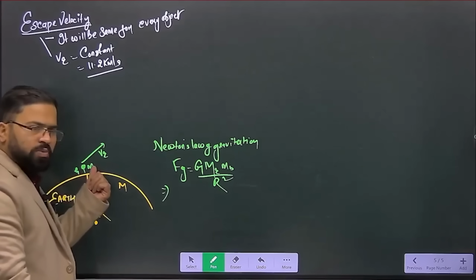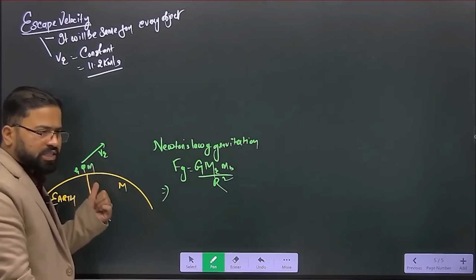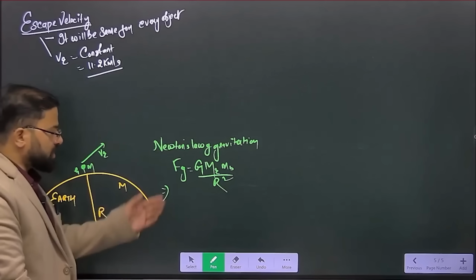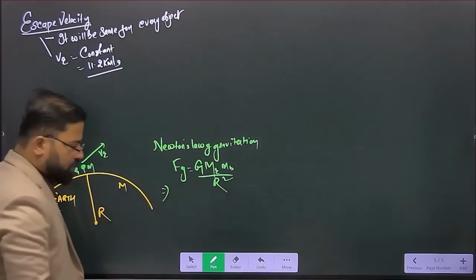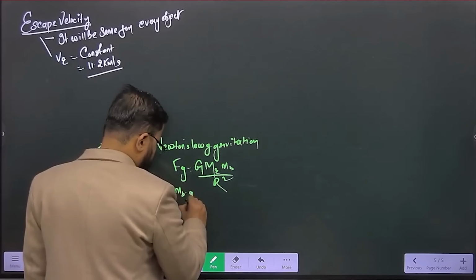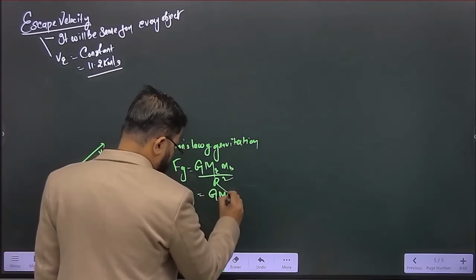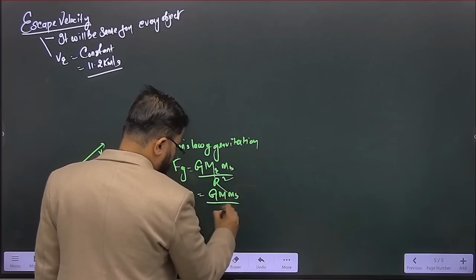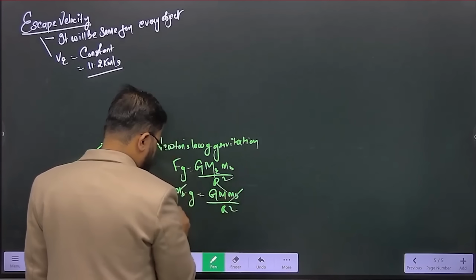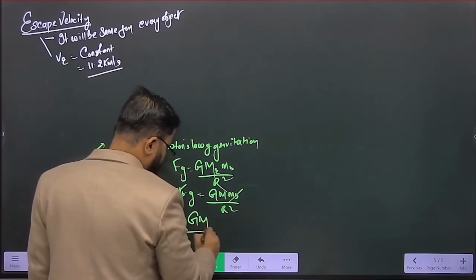Now, if we talk about this small body of mass m at a height, it will be attracted toward the earth, and that can be calculated as mg. So m, mass of body, into g, mass of earth, mass of the body upon r square. We have calculated g equals to GM upon r square.